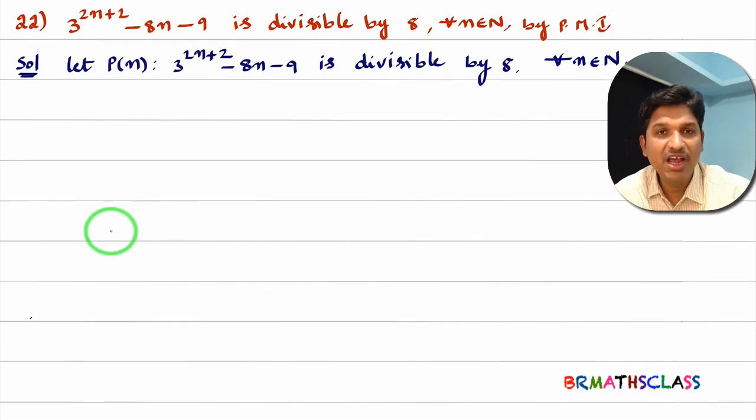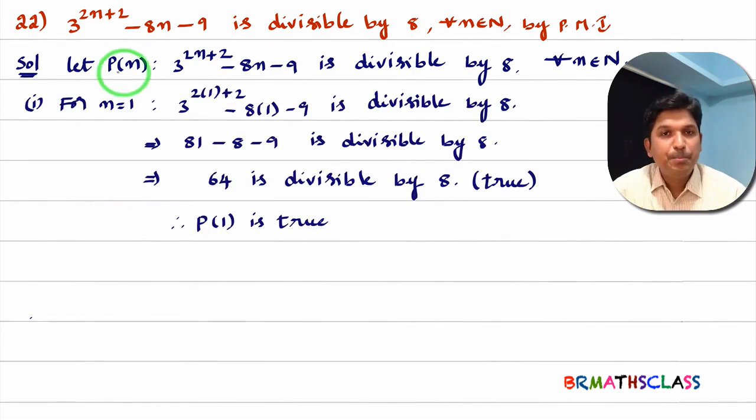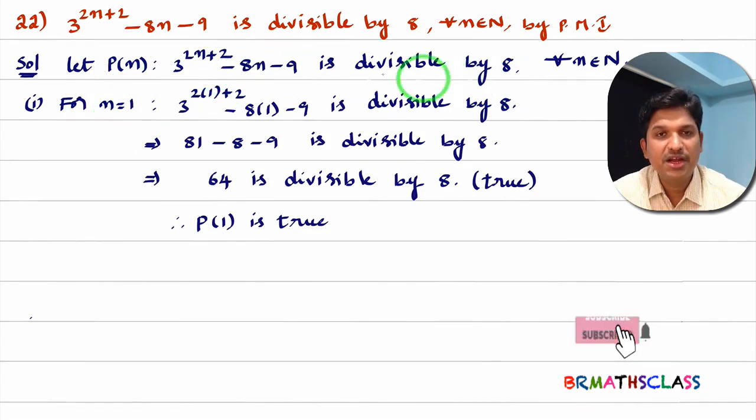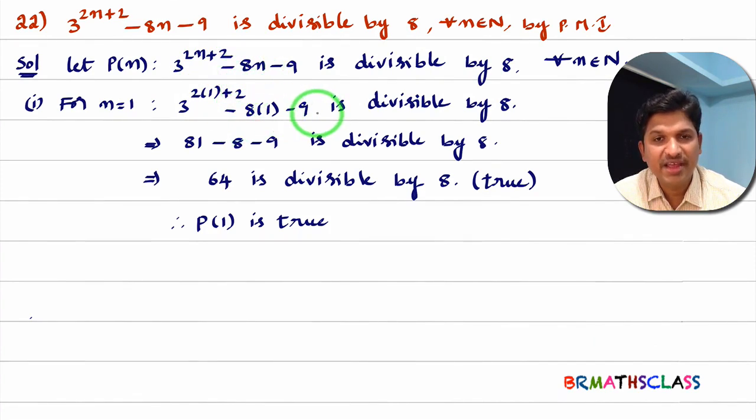First one, I'll prove P(1) is true. P(1) means in place of n, I'll take 1. In this statement, wherever n is there, you write 1. 3^(2·1+2) − 8·1 − 9 is divisible by 8. I got this statement when I put n equal to 1 in the given statement.